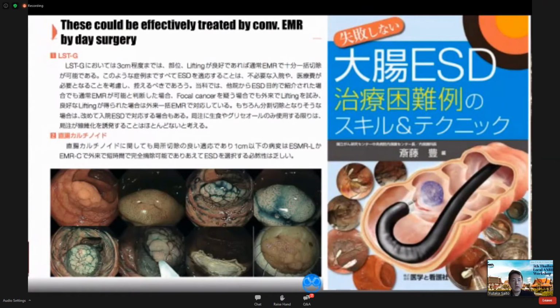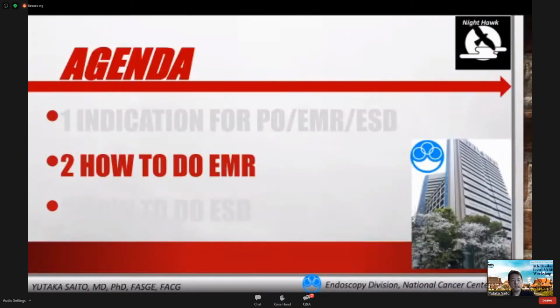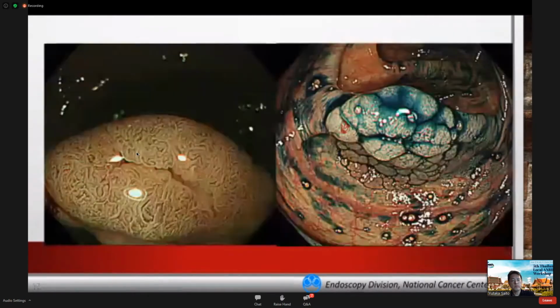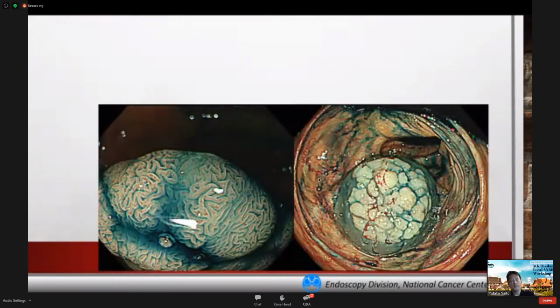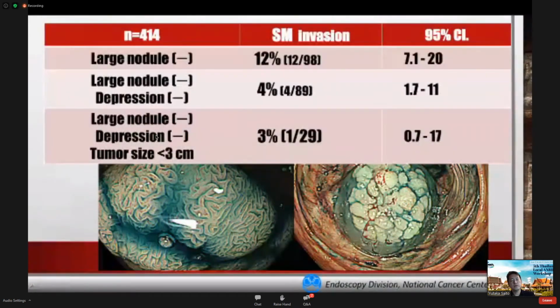How to perform the effective EMR? So for the same lesion, focusing on the nodule, the JNET classification is regular vessel, regular surface, JNET 2A, suggesting low-grade intramucosal neoplasia. And after endocytoscopy dye, pit pattern type 4. And after submucosal injection, lifting very well. And this lesion has no large nodule, no depressed component. The size is around 3 centimeters or less. So the incidence of SM invasion is less than 3%, almost 3%.